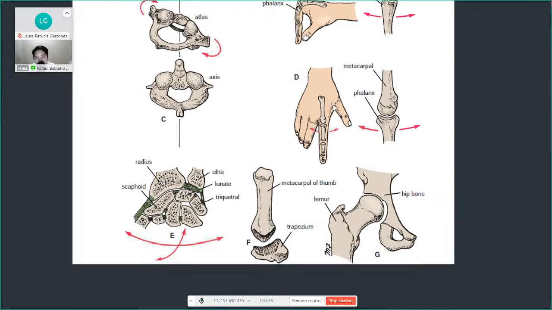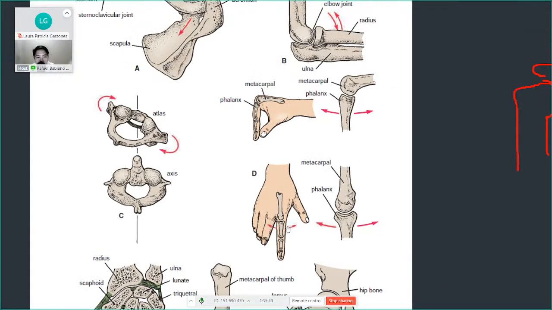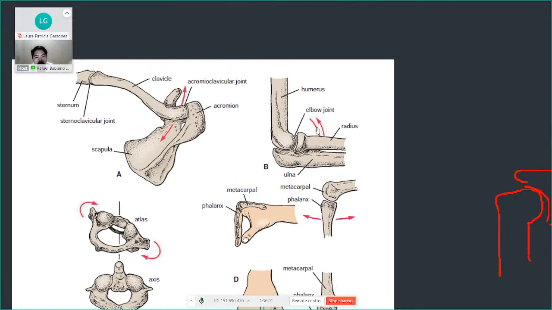Pakita lang, mga examples yan. Adin mo carpals nagsa-slide and glide. Adin mo metacarpophalangeal MCP, o connection between the metacarpal and the phalanx. They can do abduction, adduction. Also, flexion, extension. Elbow, uniaxial. Kaya niya mag flexion, extension.